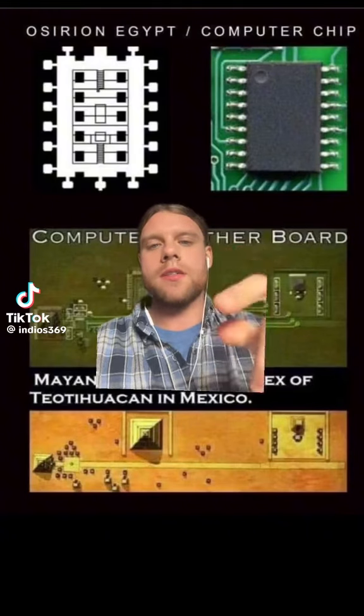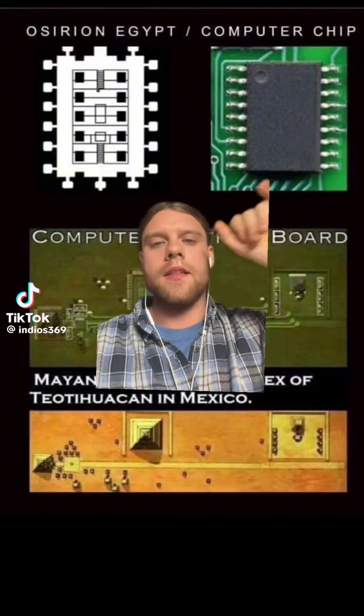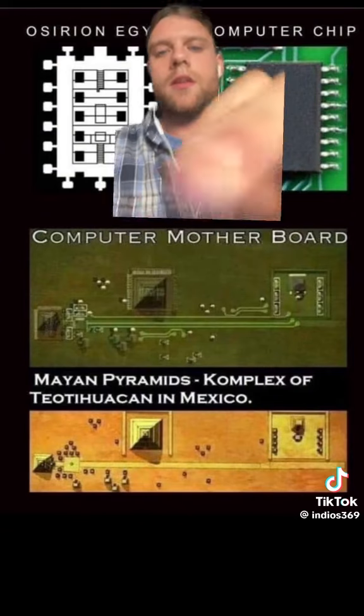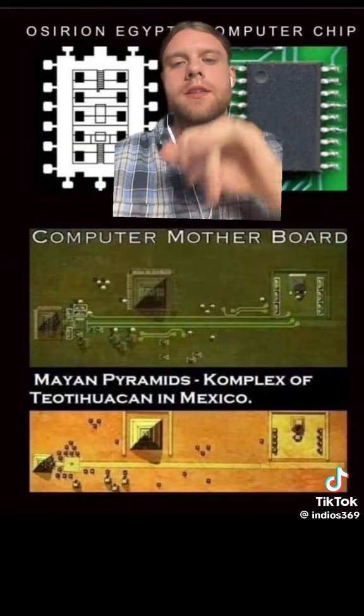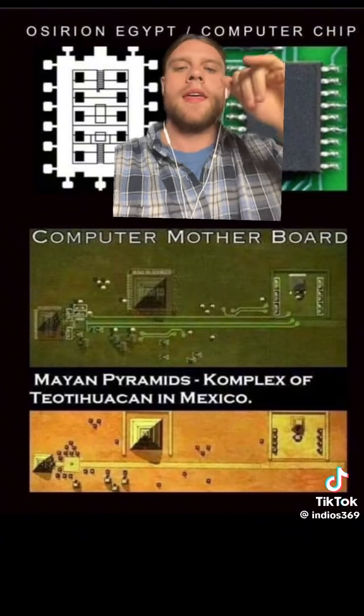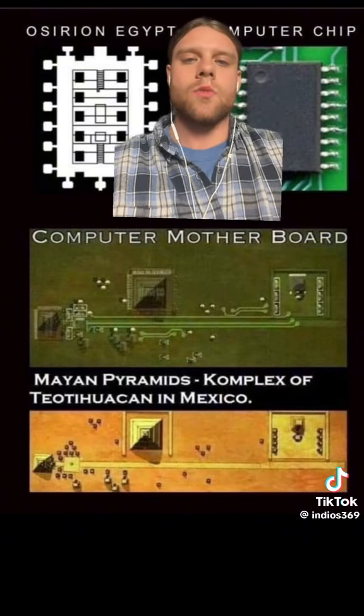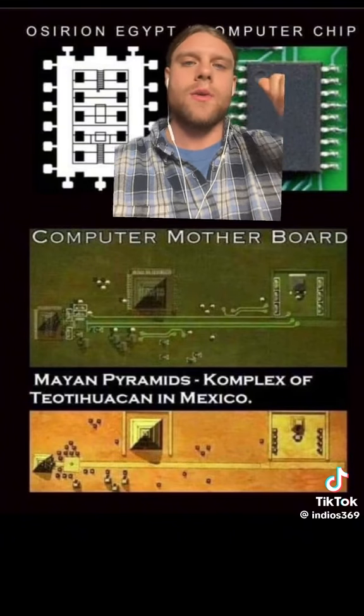Alright, so that's the Osiris Temple in Egypt layout right here. This is a computer chip. This is going to be another computer motherboard right here, and this is the Mayan pyramids in Mexico. That's because all these ancient civilizations were highly in tune with energy and they knew how to harness it.